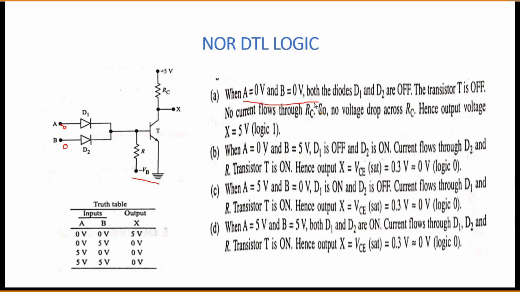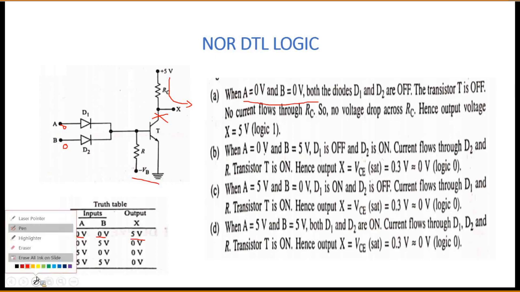If A is equal to 0 and B is equal to 0, then anodes are 0 and cathodes are also 0, we can say negative supply. So both the diodes are off, and no conduction takes place, and for the transistor, the base is already driven to minus VB. So the transistor will also be in off state. So no current flows through RC, and since the transistor is in off state, it acts as an open circuit path. So the total VCC is available at the output. So for 0 and 0, it is 5 volts.